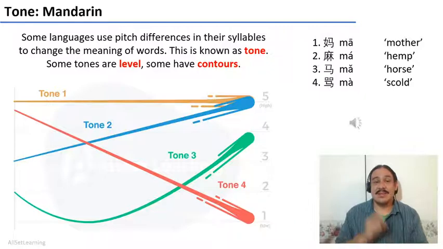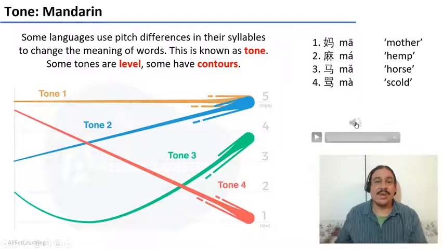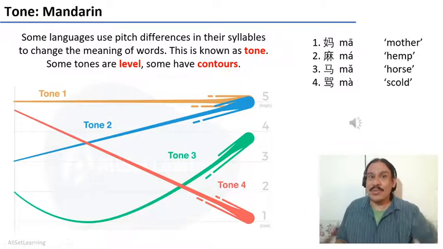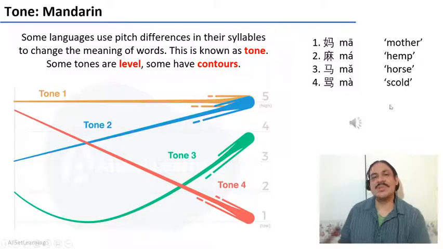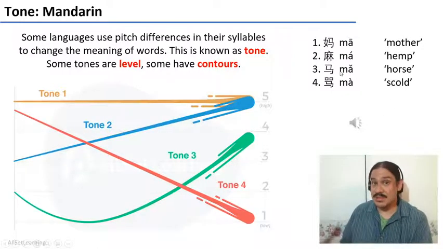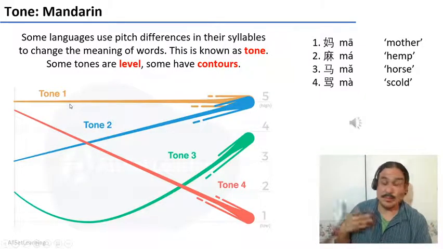Mandarin Chinese is an example of such a language. Here we have four words: ma, ma, ma, ma, or the way a native speaker would pronounce them. So they are all different words. They mean mother, hen, horse, and scold. They have the same consonants, the same vowels, but the pitch changes as the word is said.